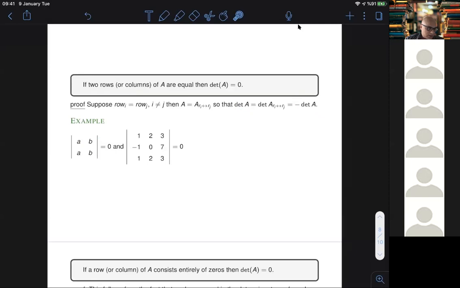Okay, no other possibilities. Again, we can see this for 2 by 2 case, AB minus AB, or if you look at this 3 by 3 determinant, then we automatically see that this row is equal to this row. So two rows are equal, which means it's automatically 0. No need to use Sarrus rule or anything here, okay?